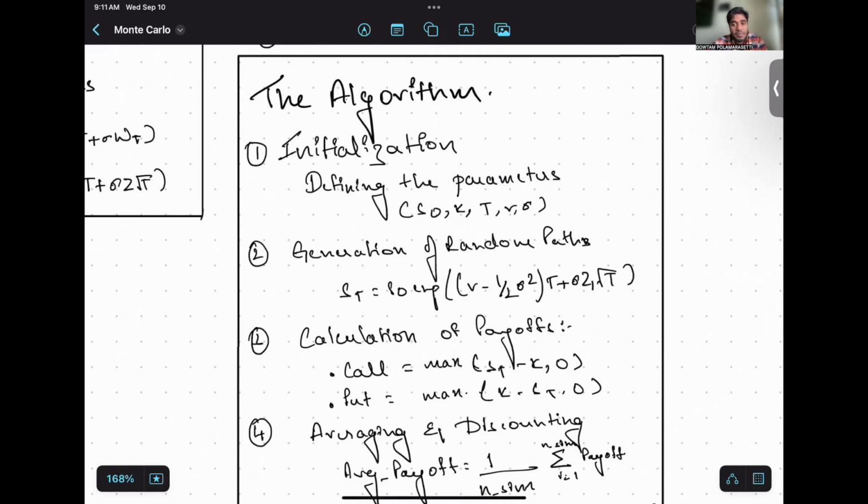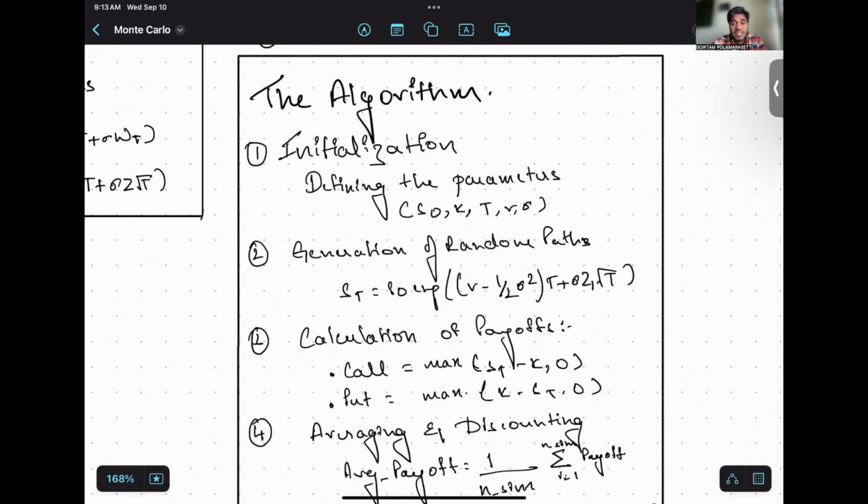Now the first step to this algorithm is initialization. We define the 5 core parameters as S_0, K, T, r, sigma, and the primary simulation parameter, the number of paths to simulate. The next step is generation of random paths. We then generate an array of N independent random numbers with Z_i drawn from a standard normal distribution N(0,1). For each random Z_i, calculate a corresponding simulated terminal stock price S_T using the risk-neutral geometric Brownian motion formula. The formula for this is S_Ti equals S_0 times exp((r minus 1/2 sigma squared) T plus sigma Z_i root T).